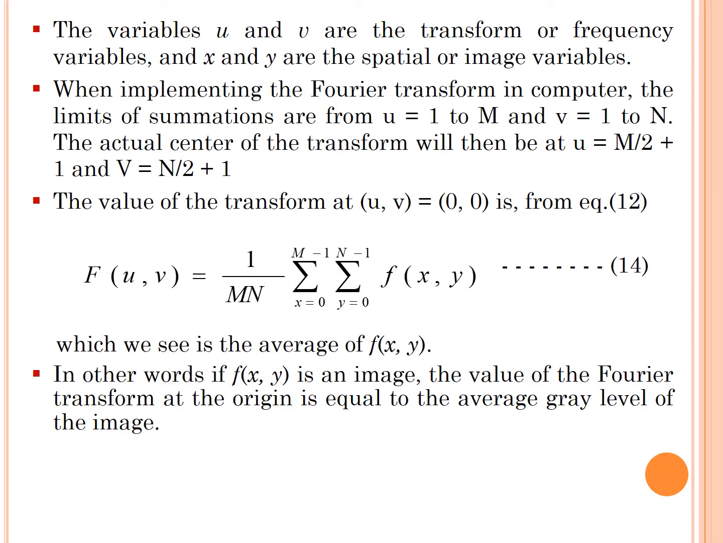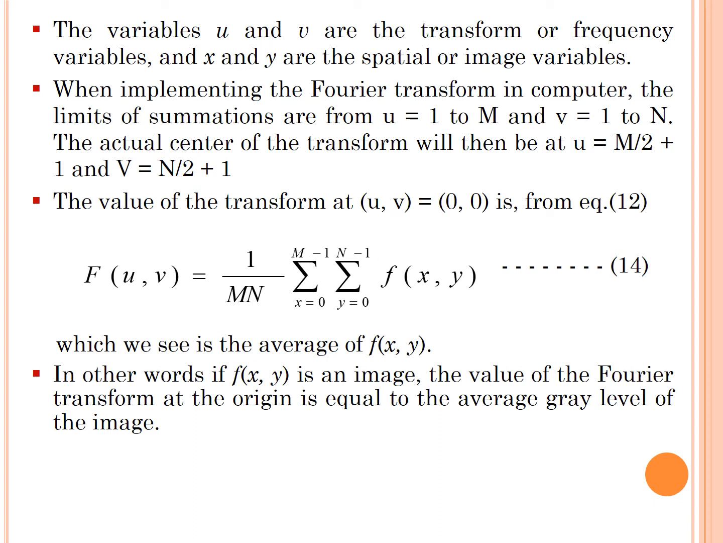The variables u and v are the transform or frequency variables, and x and y are the spatial or image variables. When implementing the Fourier transform in a computer, the limits of summation are from u = 1 to M and v = 1 to N. The actual center of the transform will then be at u = M/2 + 1 and v = N/2 + 1.